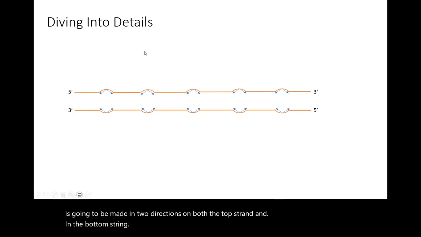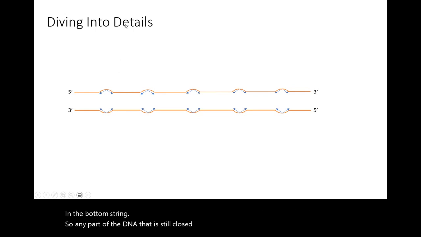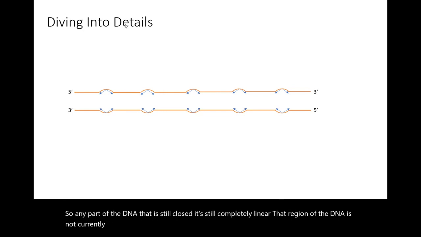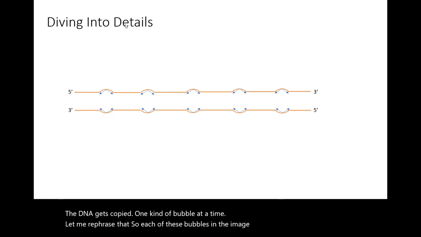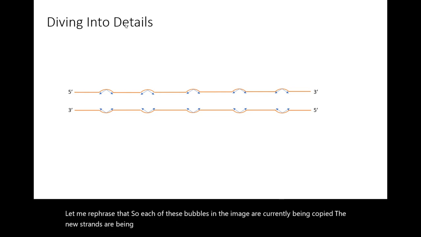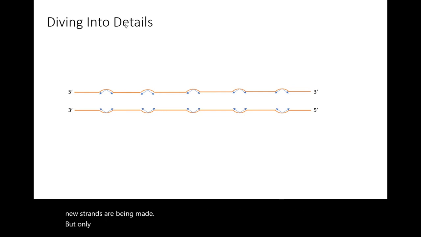So any part of the DNA that is still closed, still completely linear, that region of the DNA is not currently being copied. The DNA gets copied one bubble at a time. Let me rephrase that. Each of these bubbles in the image are currently being copied. The new strands are being made, but only in the bubble region.